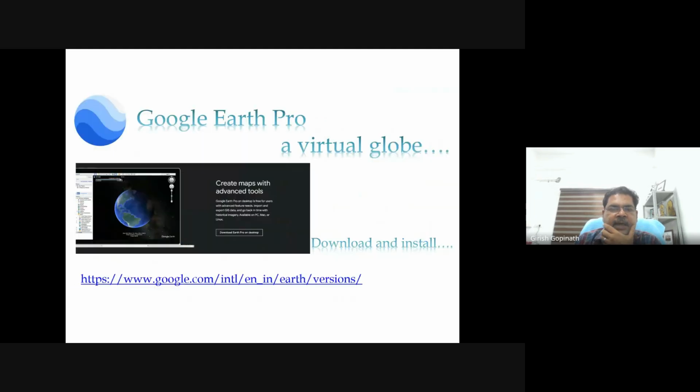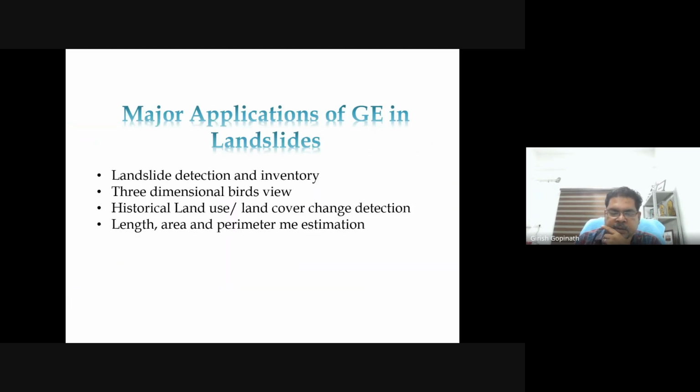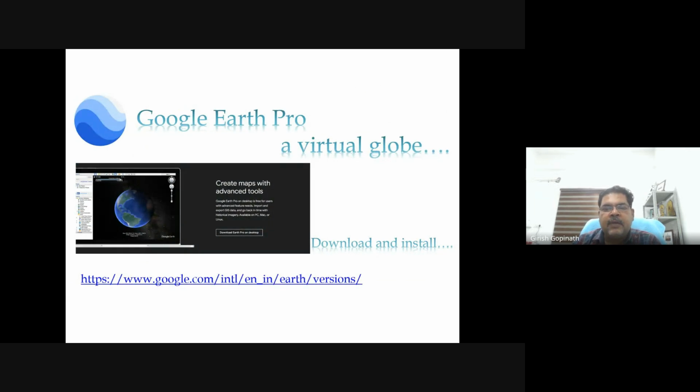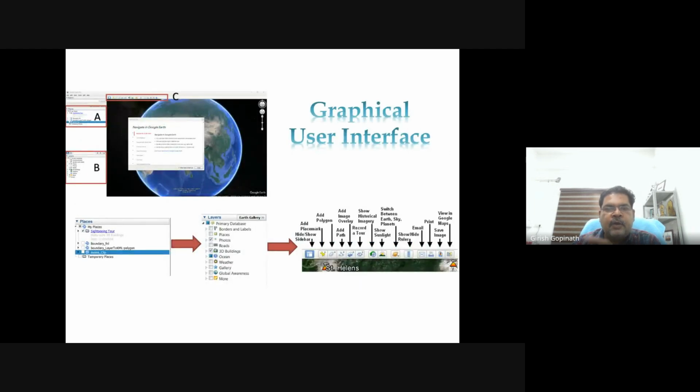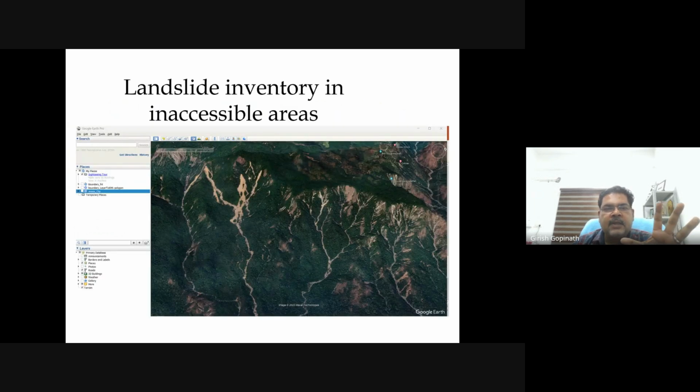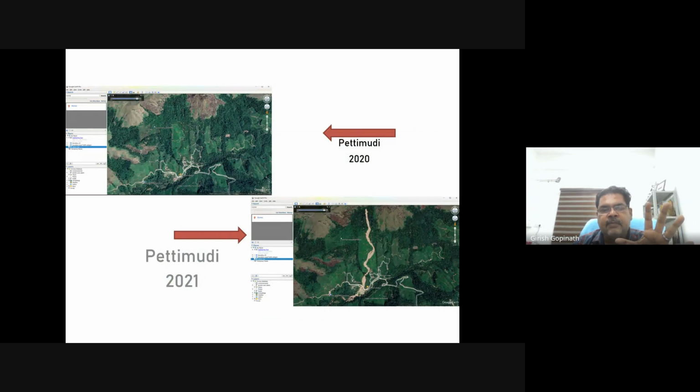Then I will come directly to this one. You are also using Google Earth Pro, I think, right? You are familiar with Google Earth Pro, Wikimapia, Bing Maps, like that. These are graphical representations. Here, these are some images from it. Suppose this is an area called Pettimudi. You can see the image in 2021 and 2020. You can see the changes, right? In 2020, a landslide happened. You get a slide without vegetation.